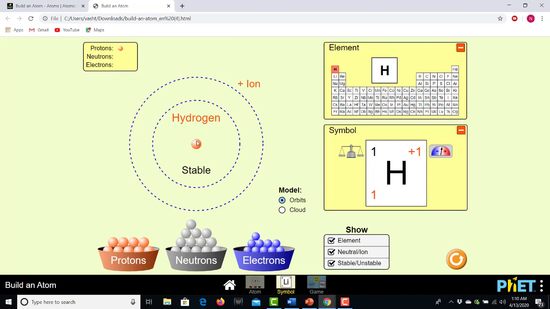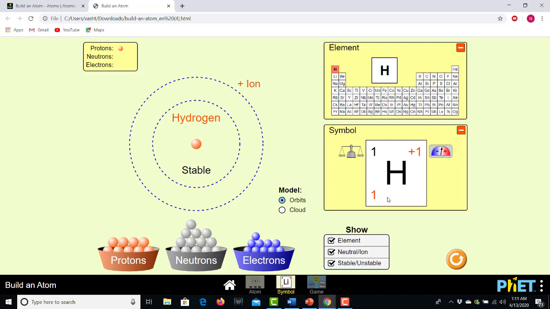So let's see what it is that we built here. Notice that the particle is called hydrogen. It has one proton, and that's in its nucleus. It doesn't have any electrons, so no electrons, and it has no neutrons. Let's take a look at the symbol over here. We see a capital H, and that's the symbolization for hydrogen.